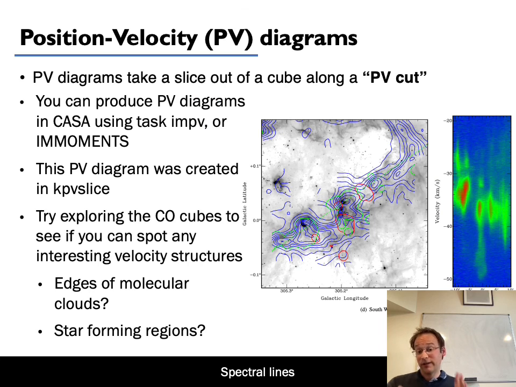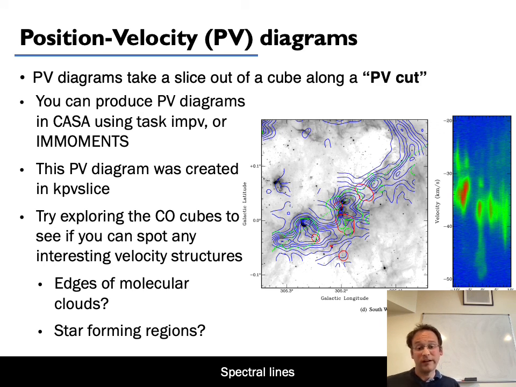And the final diagnostic in your toolkit is the position velocity diagram. This is just another slice through the cube. What you're doing is taking one axis through the image along a preferred direction, and the other axis is the velocity in the spectral direction. This tells you how the velocity of the emission or absorption that you're studying changes with position along that axis.